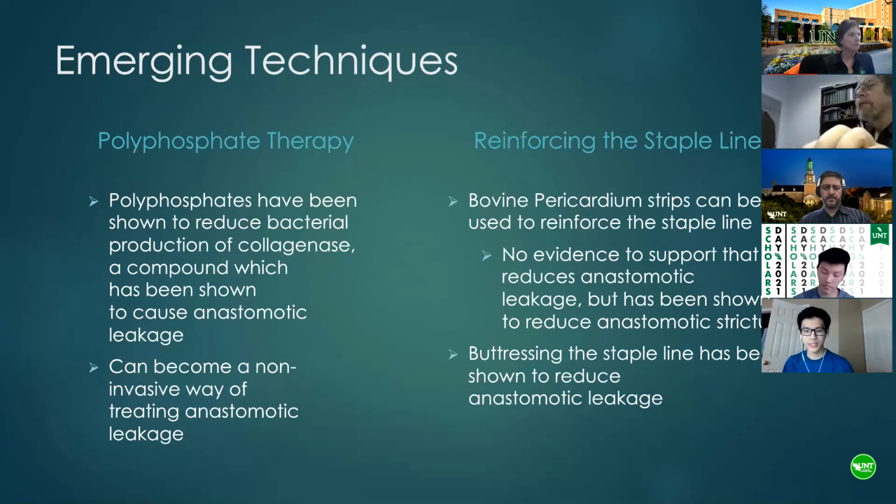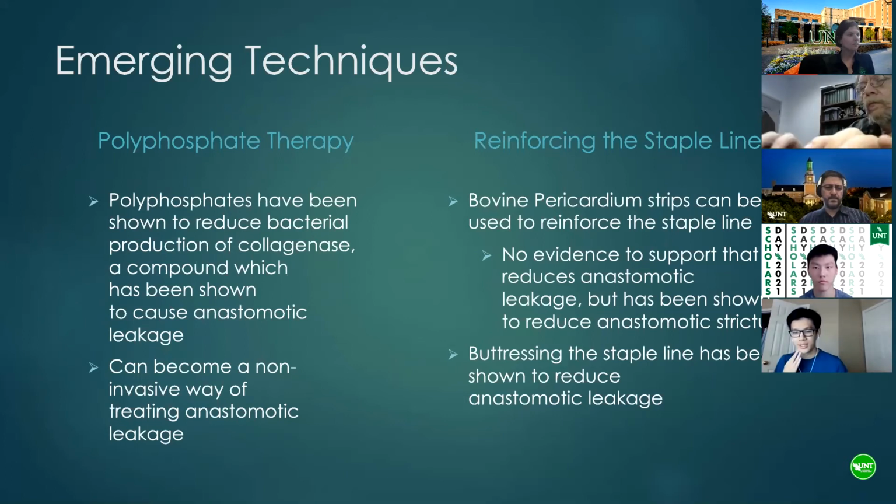Some emerging techniques are polyphosphate therapy, which reduces bacterial production of collagenase, which has been shown to cause anastomotic leakage. And this could be a non-invasive way of treating anastomotic leakage.